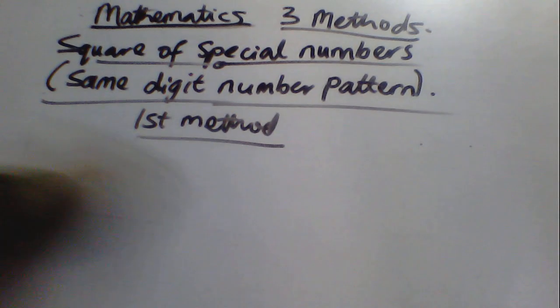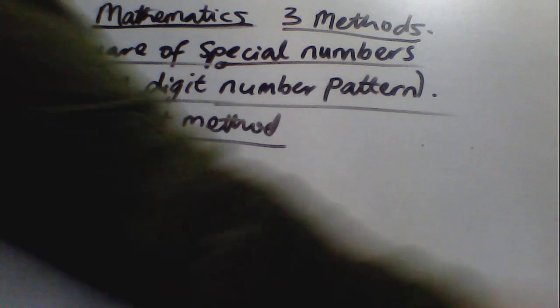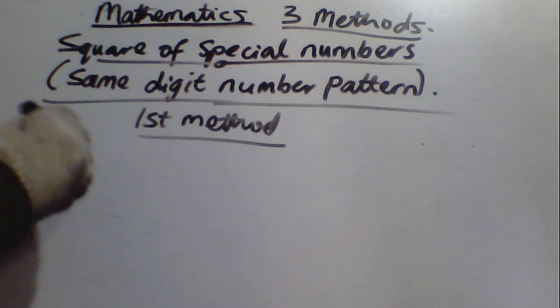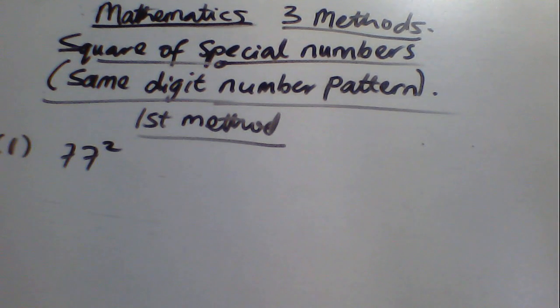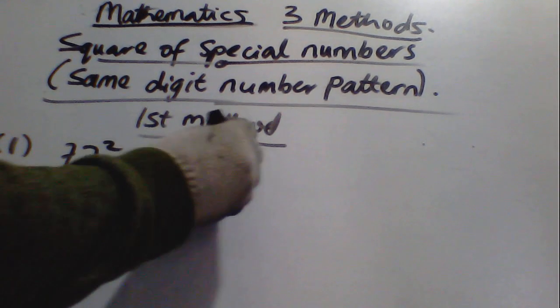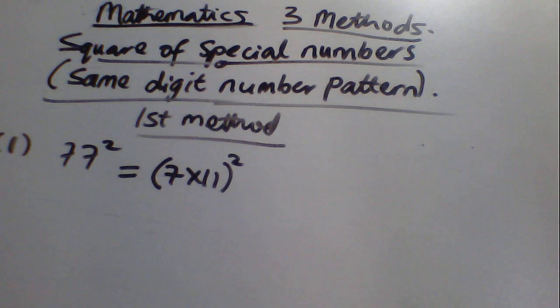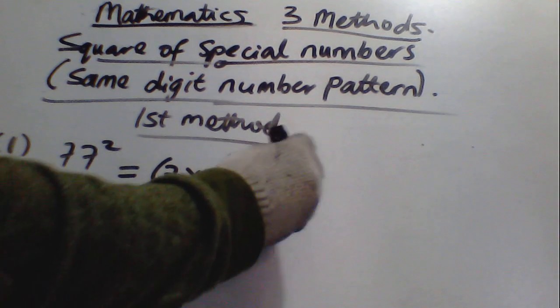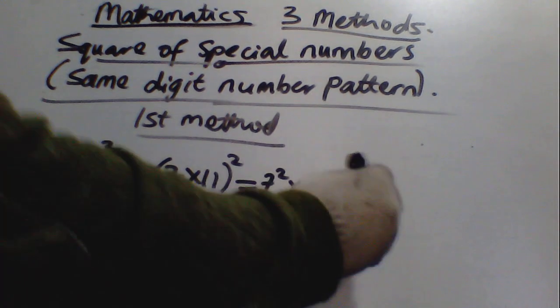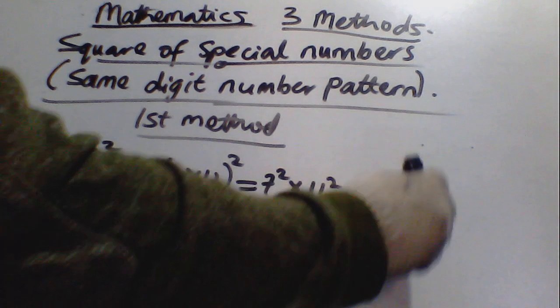So let's look at some examples for clarification. For example, example 1, you are given to find the square of 77. Square of 77 is the same as 7 times 11 squared, and this is the same as 7 squared times 11 squared. This is the same as 49.